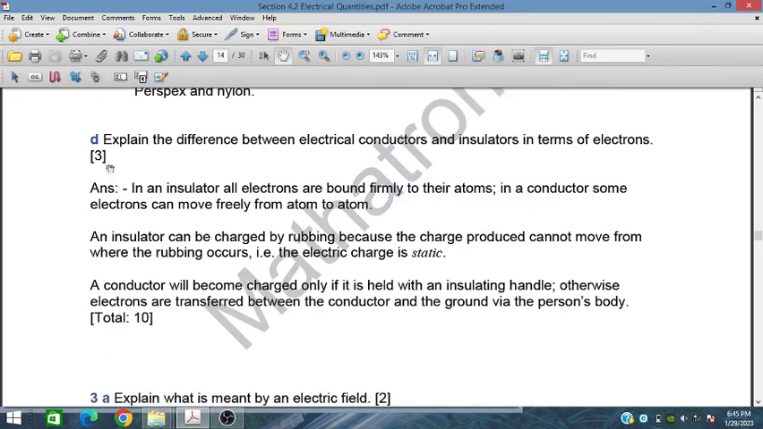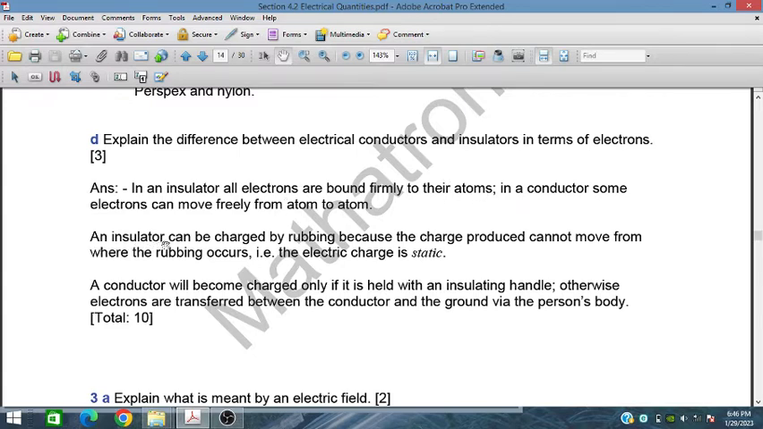Now part D: explain the difference between an electrical conductor and an insulator in terms of electrons. In an insulator, all electrons are bound firmly to their atoms. Insulators contain strong, firmly bound electrons within the atom. In a conductor, some electrons can move freely from atom to atom. In conductors, free electrons are available. In insulators, usually free electrons are not available.